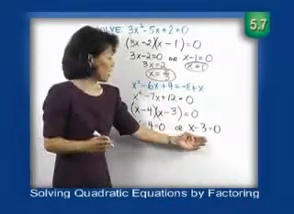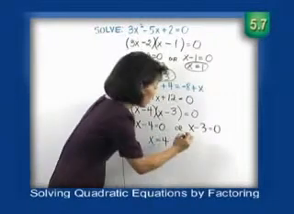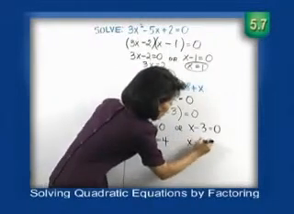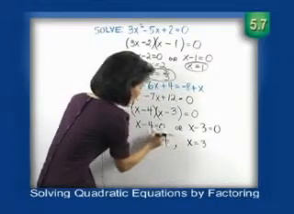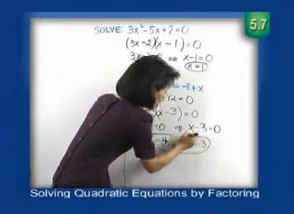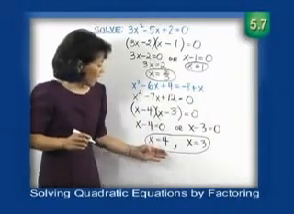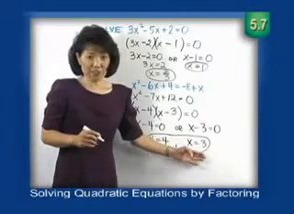Or, look over here, x minus 3 is equal to 0. So x could also be positive 3. So here are my two solutions to my quadratic equation. x is equal to 4 or x is equal to 3.